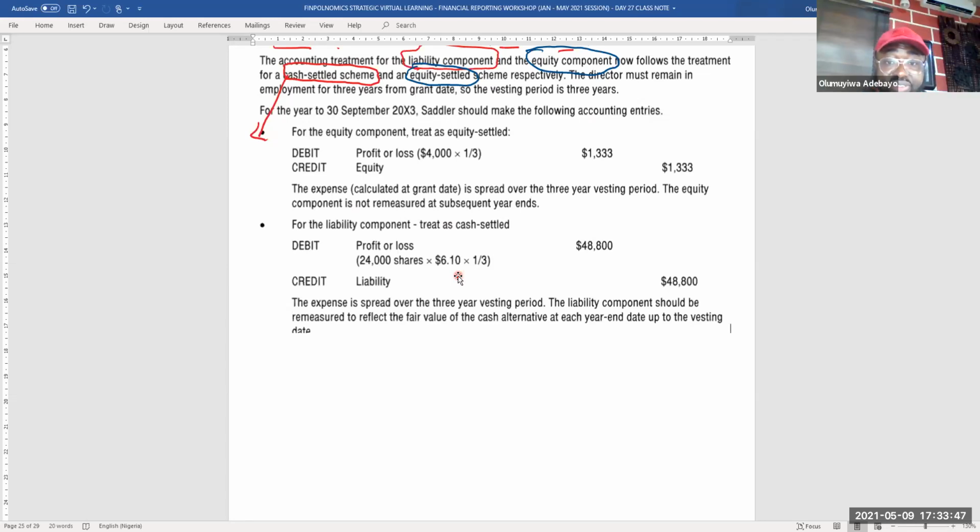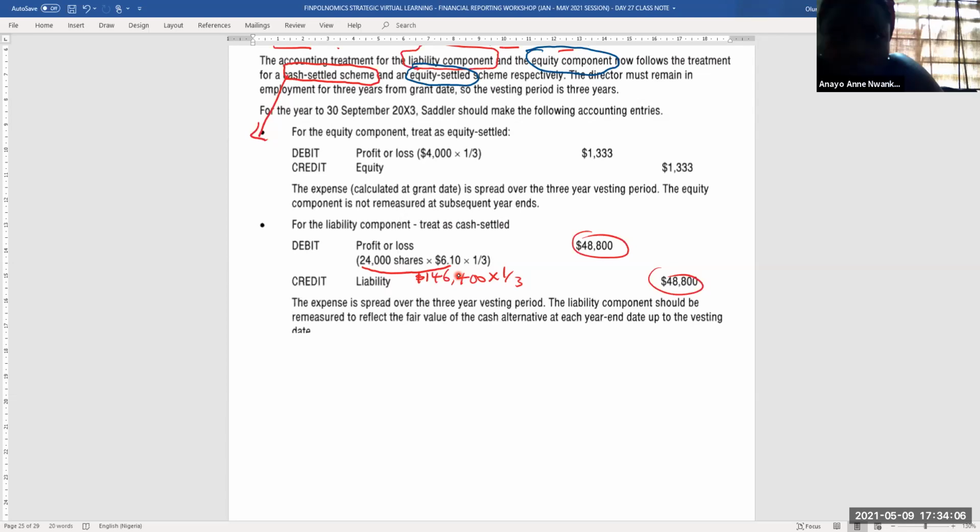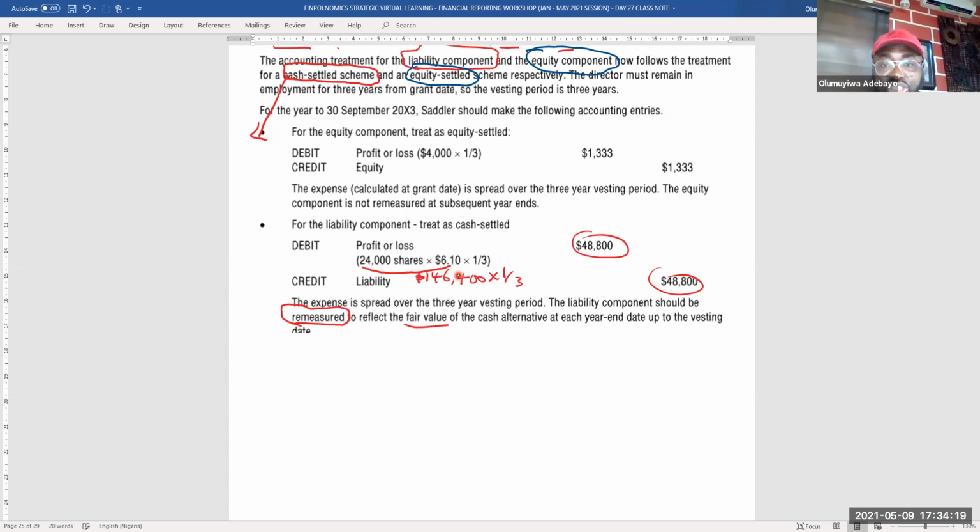It's now 146,400. That 146,400 is what you multiply by 1/3 to obtain 48. Can you continue? Okay. The expense is spread over the 3-year vesting period. The liability component should be remeasured to reflect the fair value of the cash at each date up to the vesting date.